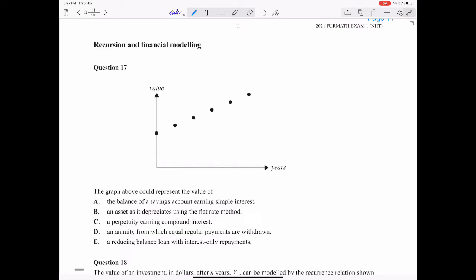Hi everyone, so today I'll be going through the recursion and financial modeling section of the 2021 Maths Exam 1, Northern Hemisphere. Question 17, the graph above could represent the value of the balance of a saving account earning simple interest. That is correct.